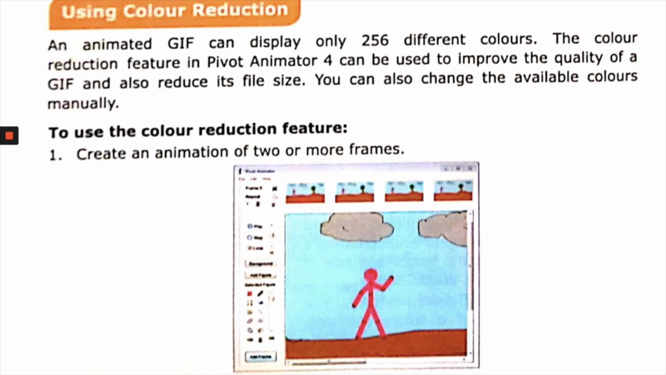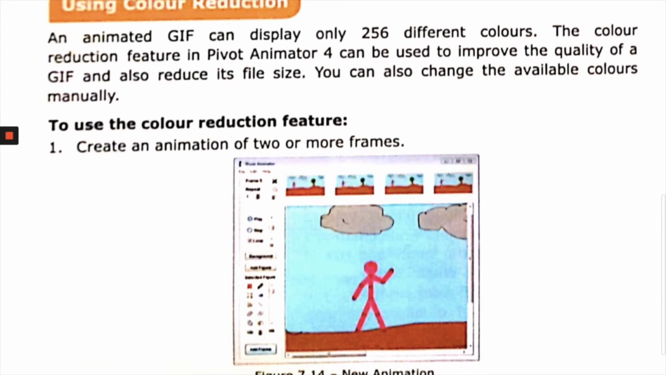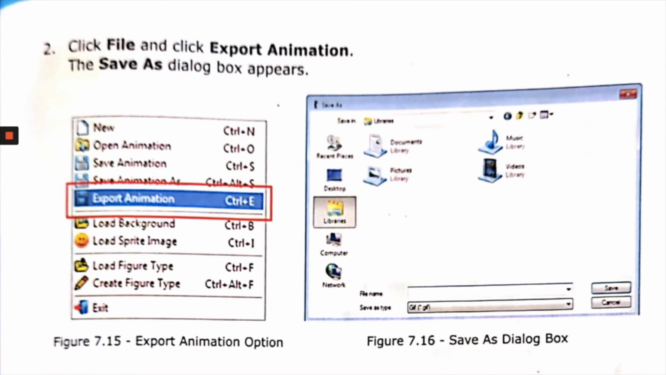To use the color reduction feature, you need to create an animation of 2 or more frames. That is the first thing. Click File and click Export Animation. The Save As dialog box appears, as shown in figure 7.16.